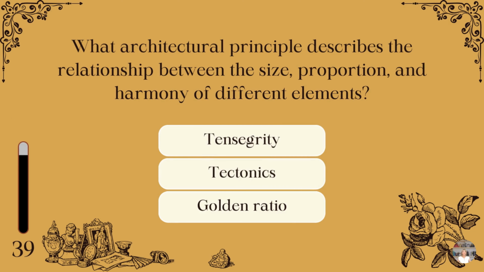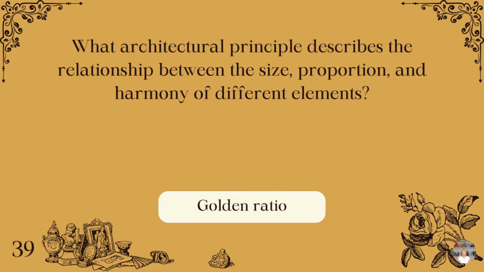What architectural principle describes the relationship between the size, proportion, and harmony of different elements? Tensegrity, tectonics, or golden ratio? Golden ratio.